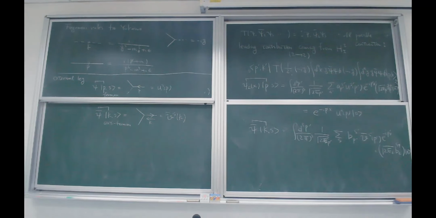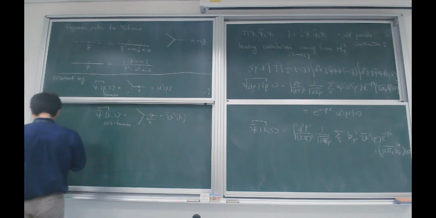So at the end of the day, we have this. You just take the anti-commutation relation of b and b dagger, and you have a delta function, and at the end of the day you have b.